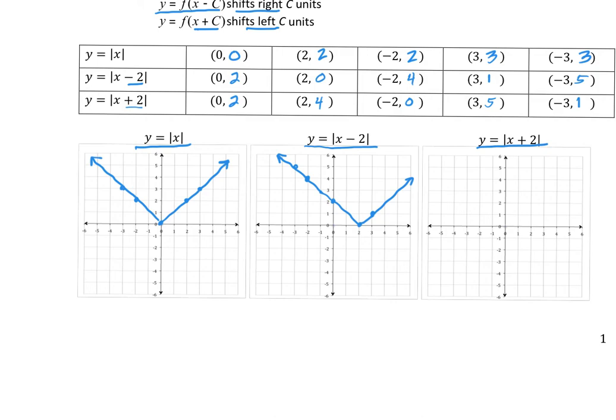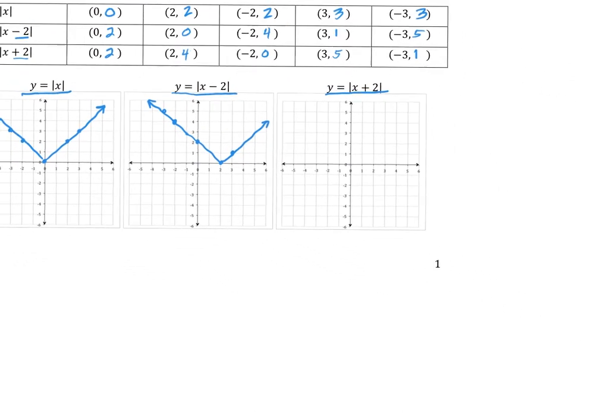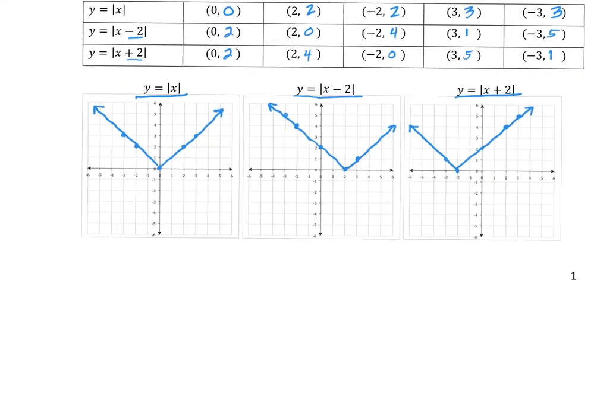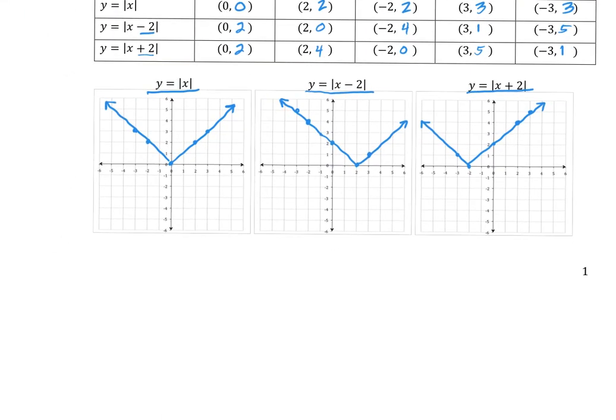Graphing that, it'll pass through 0, 2, 2, 4, -2, 0, 3, 5, -3, 1. Again, you can plot more points, maybe put in some more negative x values, and you'll see that this is going to be a shift to the left 2 units.